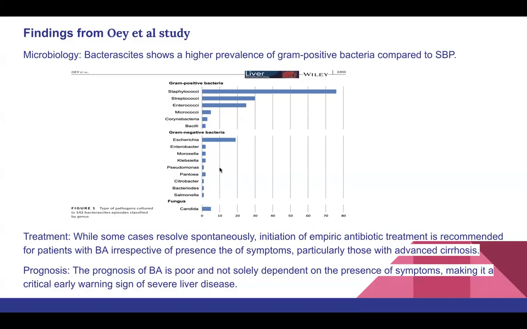And then you could see from this graph here, in bacterascites, typically more gram-positive, you see Staphylococcus and Streptococci. You do still see gram-negative, but from what they found, Staphylococcus and Strep seem to be more common with bacterascites. Okay, the prognosis of bacterascites is poor, not solely dependent on the presence of symptoms, making it a critical early warning sign of severe liver disease.